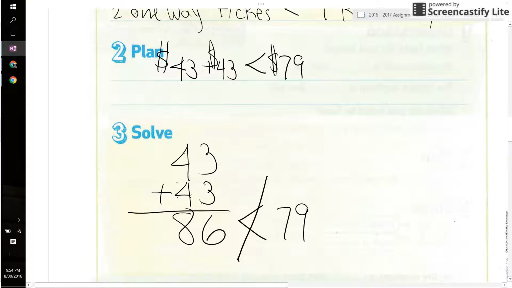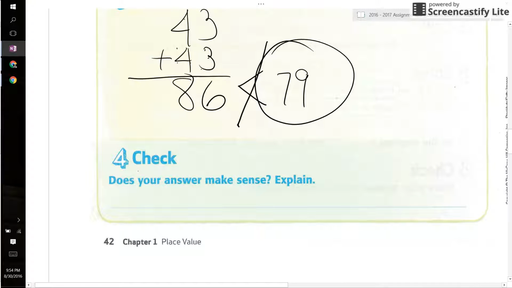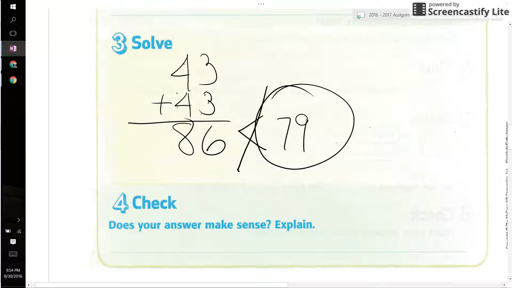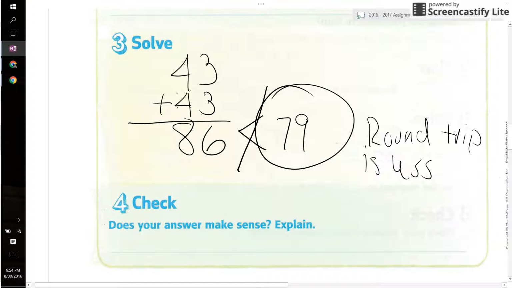No, it isn't. So which way is cheaper? The cheaper is the round trip ticket. So round trip is less. All right, so does your answer make sense?